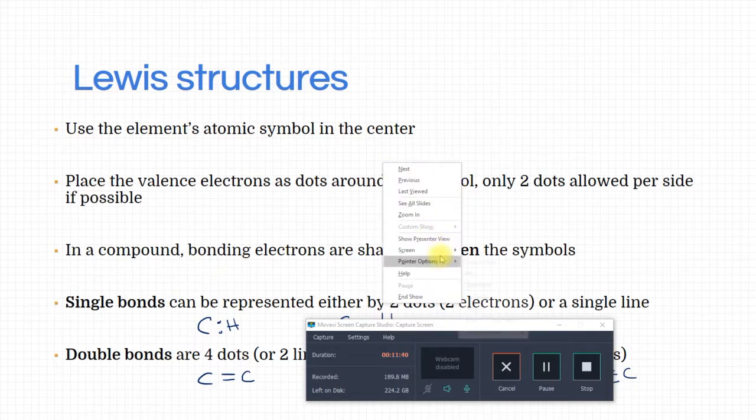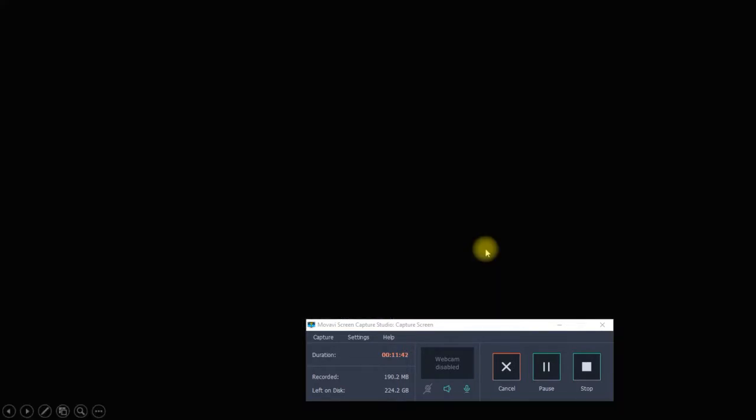So 4 valence electrons for carbon. Oxygen has 6, and I have 2 oxygens, so I have to account for the fact that I've got 2 oxygens in CO2. Okay, so first we're adding up all of our valence electrons. So 6 times 2 is 12, plus 4 more gives us 16 electrons in our structure.